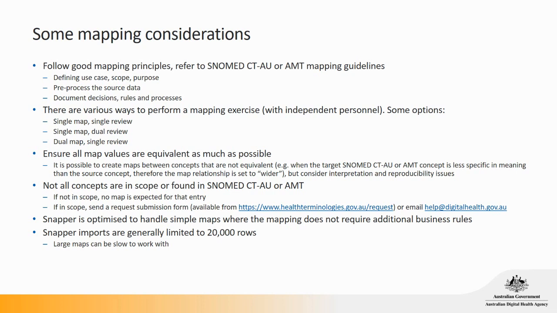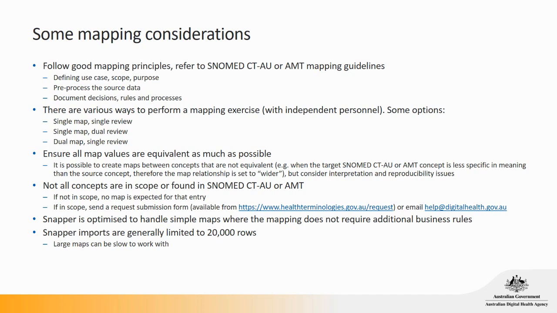With regards to where you want to direct your effort, I just want to call out there are a few options around the workflow. For example, single map, single review, which is probably the minimum, single map, dual review, and finally, probably the most optimal is dual map, single review. But it depends on the content being mapped, clinical risk, team experience, and resourcing available to you. Ideally, you want to have equivalent maps as much as possible for ease of interpretation and reproducibility, but it is possible to have, for example, a SNOMED CT target that is broader in meaning than your local code, for example, mapping neomycin sulfate to neomycin.